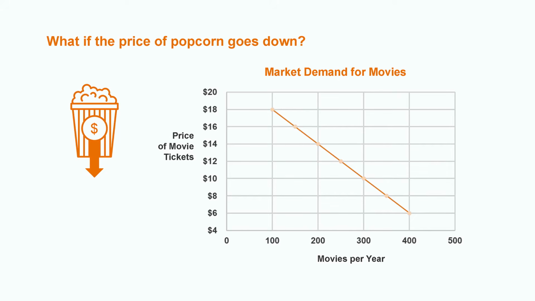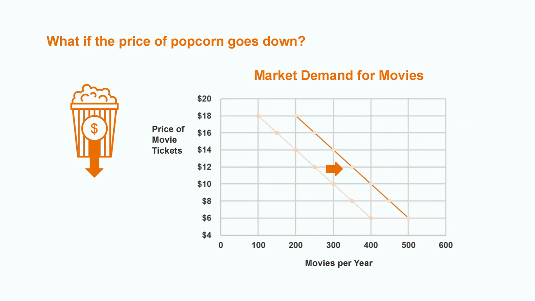If someone was only willing to go see 8 movies when the price was $10, they might now be willing to see 9 movies because they can buy cheaper popcorn. If everyone in town is willing to see more movies at each price of the tickets, then the market demand curve is going to shift to the right.